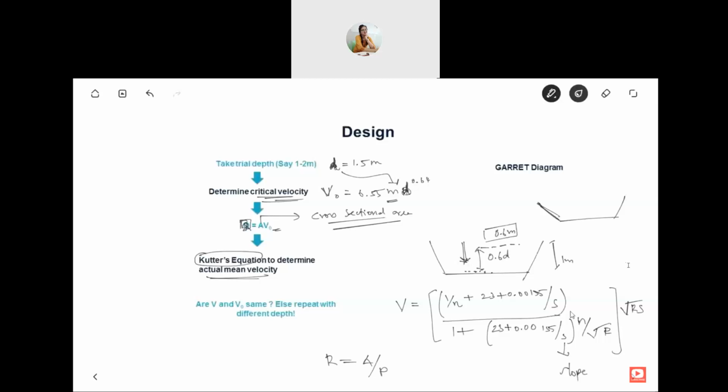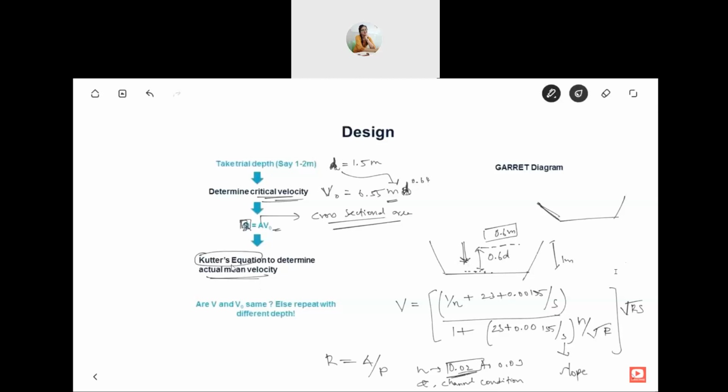So depending on the channel condition and discharge, it varies from 0.02 to 0.03. If the channel condition is very good, it is at a lower value. It also depends on the discharge. If the channel condition is very good, it is towards 0.02, and if the discharge is less also, it is towards 0.02.